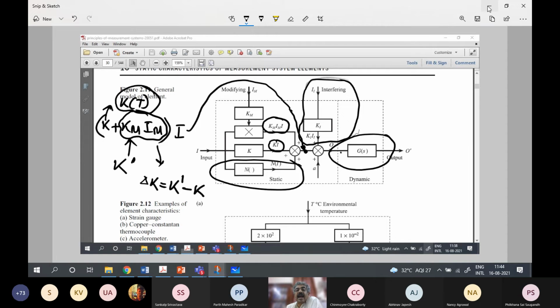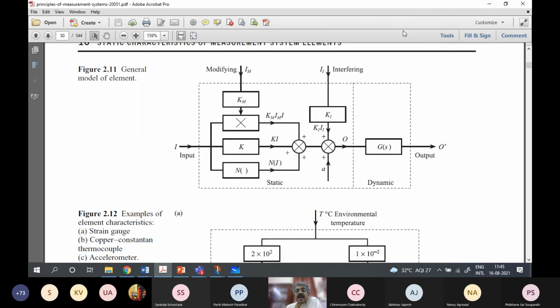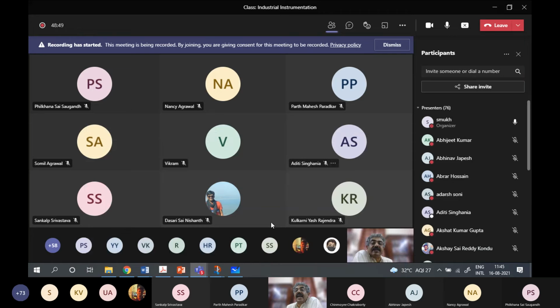So at this point, I would come back and again ask you whether this is clear or not. The difference between the interfering input and the modifying input. Is this clear? Is there any question? Yes, sir.